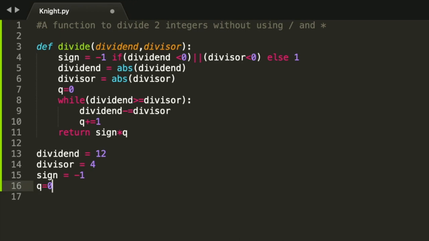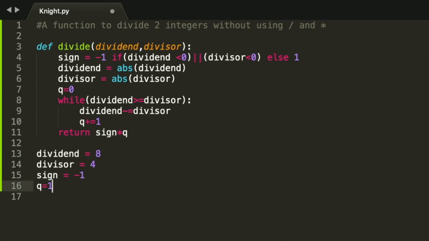In the first iteration, it checks if the dividend is greater than or equal to the divisor. So 12 is greater than 4. It goes into the loop. The divisor is subtracted from the dividend. The quotient gets incremented by 1. 12 minus 4 equals 8. The dividend is 8, the divisor is 4, and the quotient is 1.